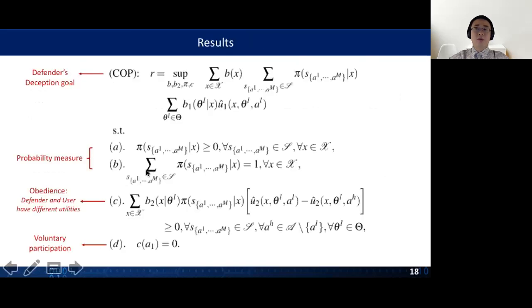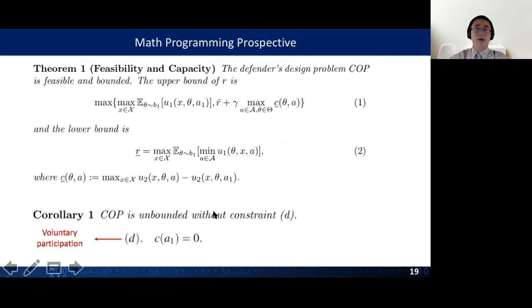As for the results, we provide two perspectives. First, we provide a linear program to design defensive deception. Constraints A and B require the generator to be a valid probability measure. Since the defender and the user have different utilities, constraint C means that the defender's design of deception needs to serve the user's interest. The final constraint means that the user has the freedom not to participate. We show that the program is always feasible, and we also provide explicit upper and lower bounds. Also, we show that the program is unbounded without the constraint of voluntary participation.